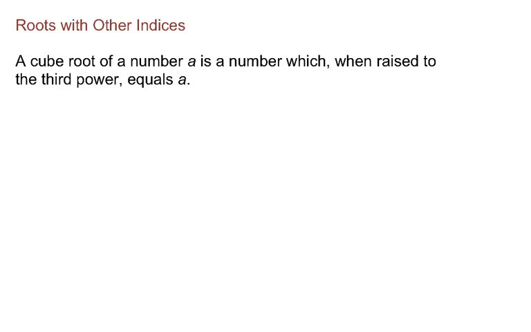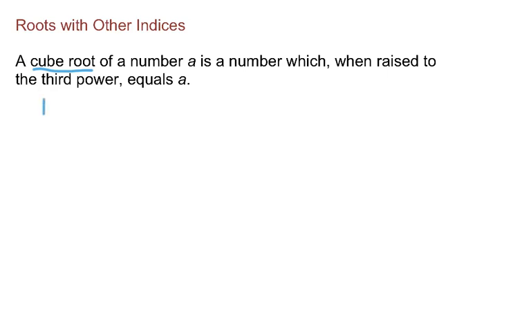So I'm going to start by talking about cube roots. A cube root of a number, A, is a number which, when raised to the third power, equals A. Now that's a lot of backwards and forwards there, and that may not at first glance make a lot of sense, but it is very similar to how we define square roots. If you remember, a square root of a number is a number which when you square it, you get that number. Same idea. So let's take a look at some examples.